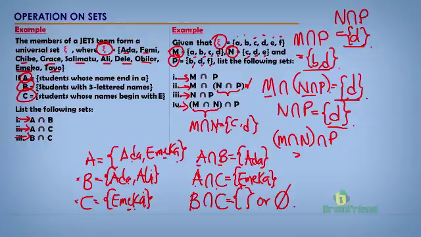Let's go back to our question, therefore. M intersection N, all enclosed in bracket, intersection P, would give us, therefore, the set that has element D. D is the common element between M intersection N and P. D is common. So we have D as our answer.